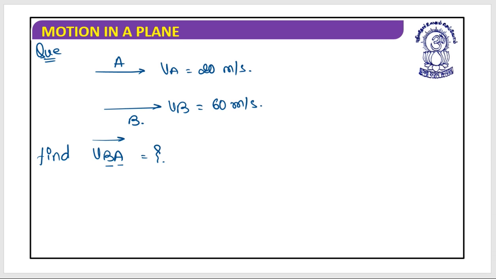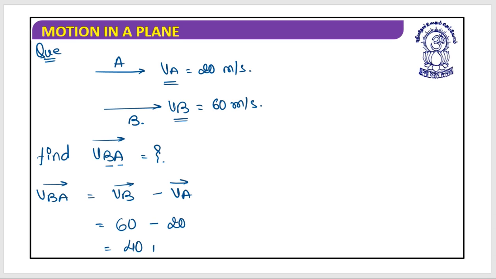I can see that these two objects are moving in the same direction, and when these two objects are moving in the same direction, I need to just subtract. It's VB minus VA. So this will be equal to 60 minus 20, which is 40 i cap meter per second. This was the answer. I hope this is clear.